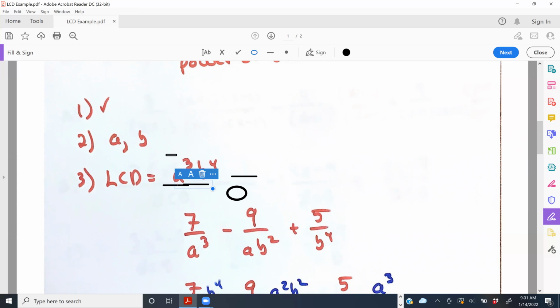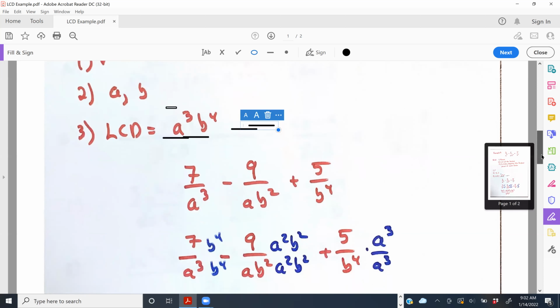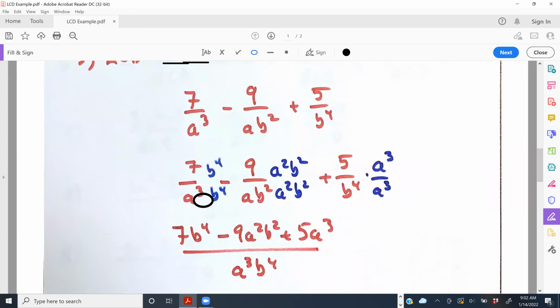So with our LCD here, we want to multiply each of these fractions by something so that each denominator has the LCD. So what you do is you look at what's missing. For instance, I've got an A cubed here. Well, I need the B to the fourth term. From the middle term, I'm missing 2 A's and 2 B's. And from the last term, I'm missing an A cubed as part of the denominator. So let's introduce those terms so that when we multiply everything together, each of these denominators is going to be A to the third times B to the fourth.